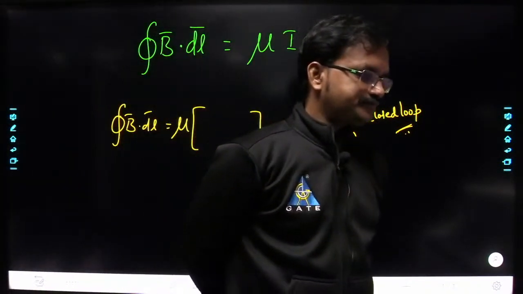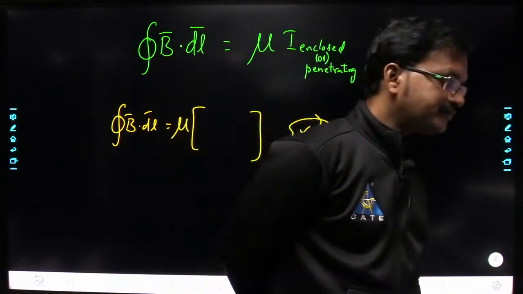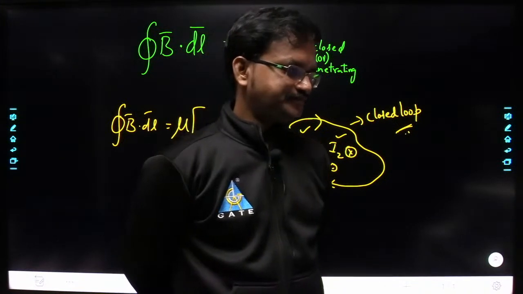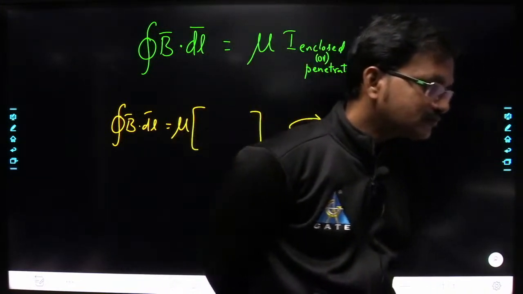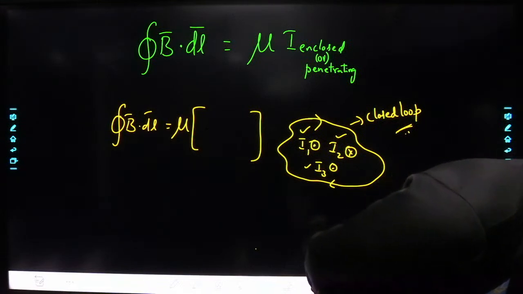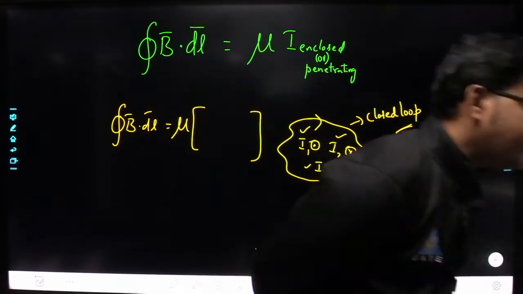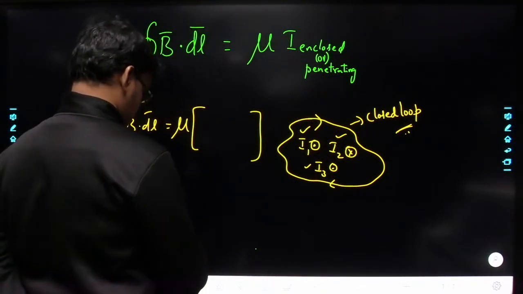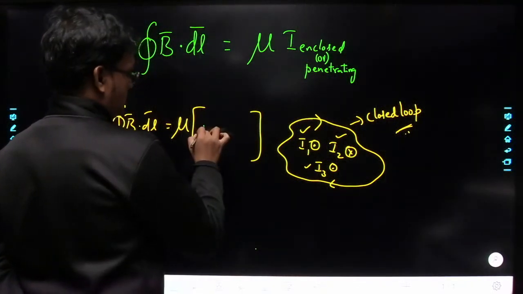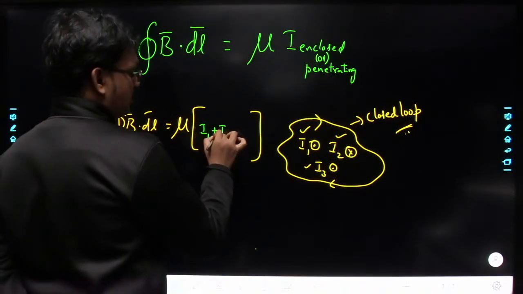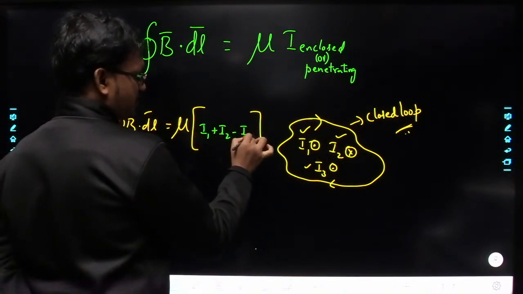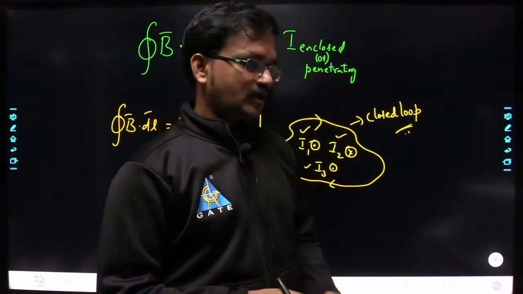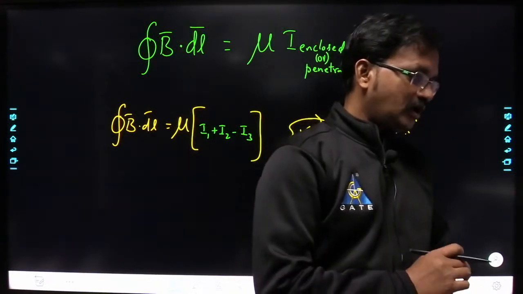Tell me here. Alok Kumar, are you there? I1 plus I3 minus I2. So I got one answer here. I1, okay, I1 plus I2 minus I3. So I got one answer from Parasmoon. Alok Kumar, tell me your answer here. Alok Kumar, are you there?